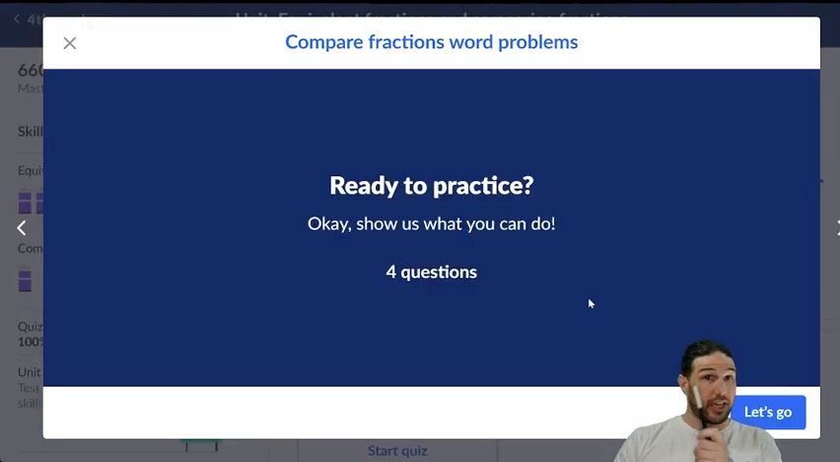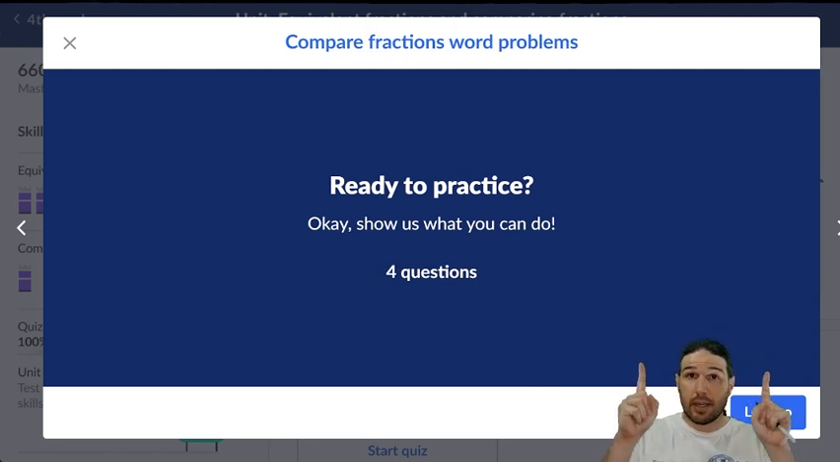Because I know that fractions and word problems separately are two phrases that make a lot of grown adults wake up in the middle of the night in a cold sweat. I get it, no judgment. Let's see what we can do here.